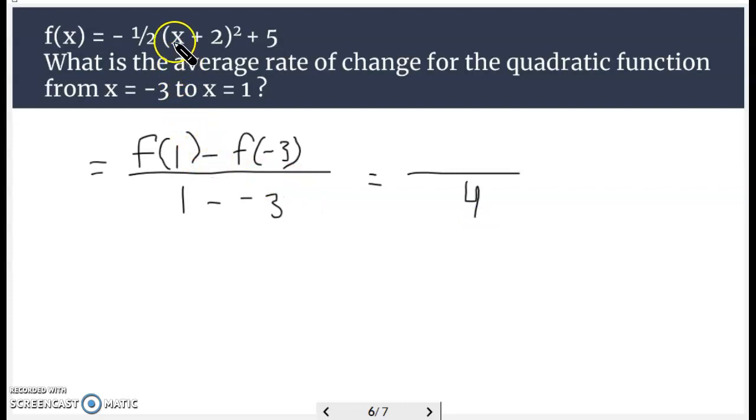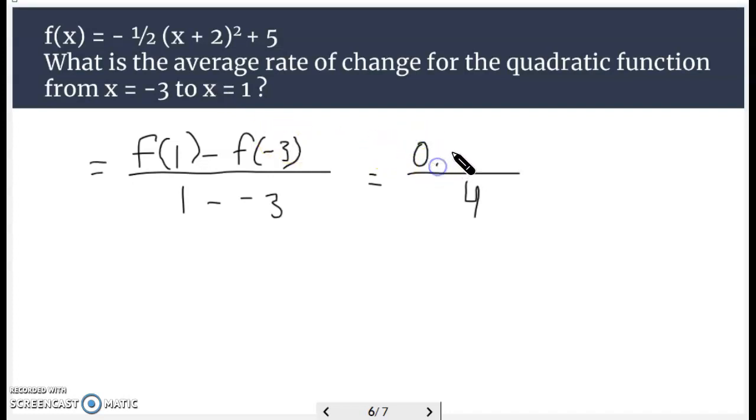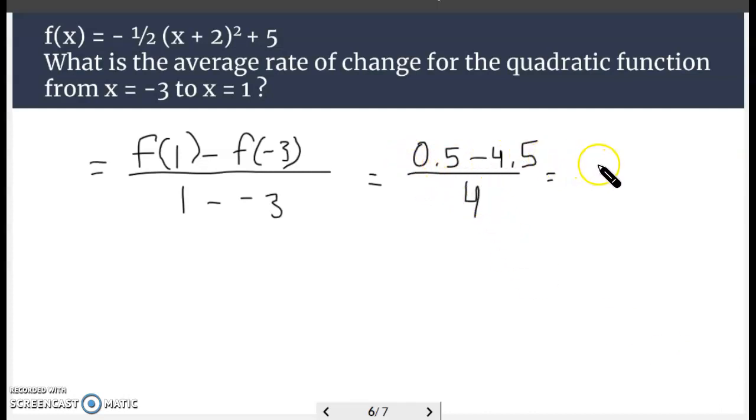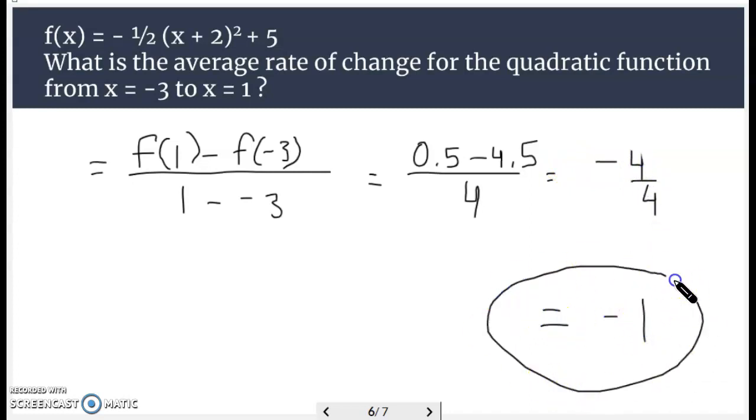But f of 1, let's see this out here. We have 1 plus 2 is 3. 3 squared is 9. Negative half of 9 is negative 4.5. If I have negative 4.5 plus 5, I have 0.5. Let's try negative 3. Negative 3 plus 2, negative 1. Negative 1 squared is 1. Negative 1/2 times 1 is negative 1/2. 5 plus negative 1/2 is 4.5. Alright, and then 0.5 minus 4.5 is negative 4. And negative 4 divided by 4, negative 1. The average rate of change on that interval is just negative 1.